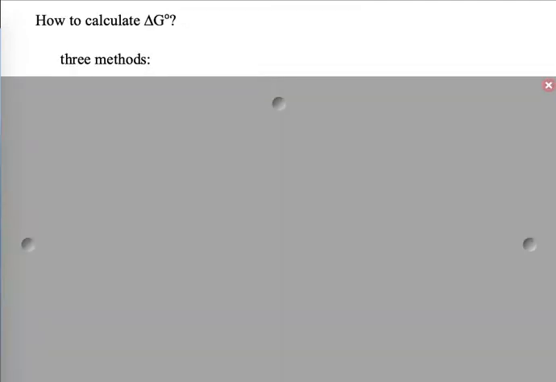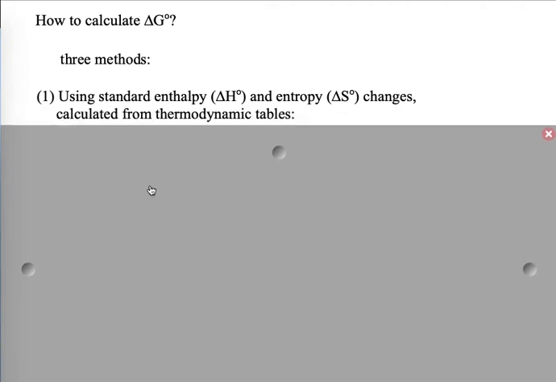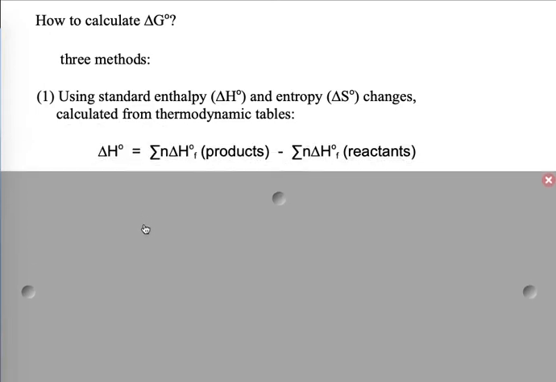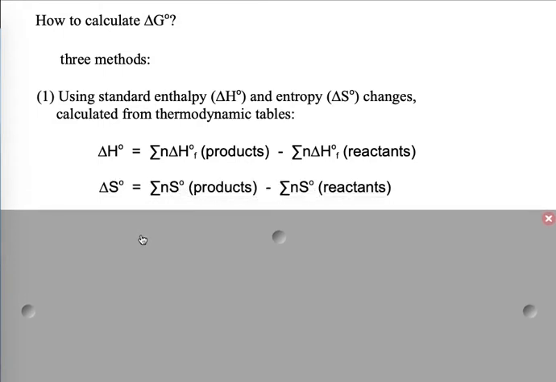So, how then do we calculate delta G naught, the standard Gibbs free energy change for a chemical reaction? Well, we have 3 ways to do it. The first is to use the standard enthalpy changes and the standard entropy change from the thermodynamic tables. As we learned in Chapter 6, if we can look up the standard enthalpies of the products and reactants on the thermodynamic tables, we can use this formula to calculate delta H naught, the standard enthalpy change for the reaction. Likewise, we just learned in this unit that we can calculate the standard entropy change of a reaction if we can look up the standard entropies of the products and reactants on the thermodynamic tables.